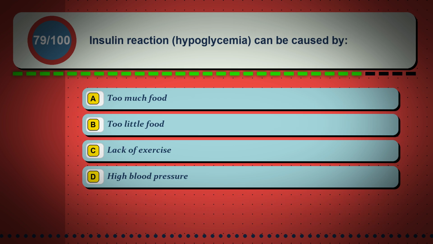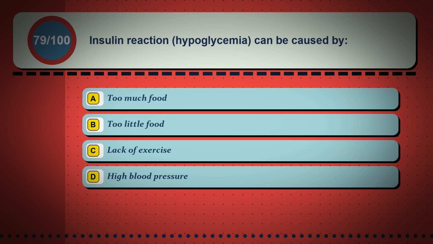Question 79. Insulin reaction, hypoglycemia, can be caused by: Option A, too much food. Option B, too little food. Option C, lack of exercise. Option D, high blood pressure.